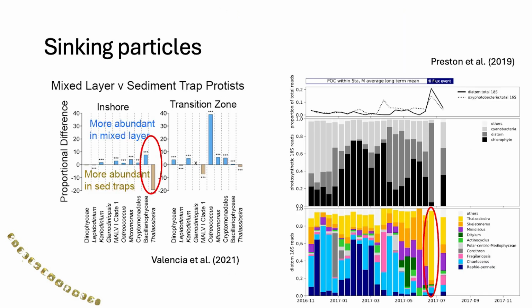Another study in a similar region by Beji Valencia compared the communities in shallow sediment traps to the mixed layer communities. And here, if we look at this, we see the one taxon that was consistently overrepresented in the traps was Thalassiocyra. So maybe this species is important, but if we look, the other diatom species that was really abundant, another group of Bacillariophytes, was actually underrepresented in sinking particles. So maybe it's not just diatoms that matter, maybe it actually matters which diatom it is.